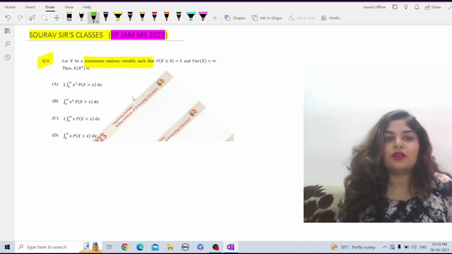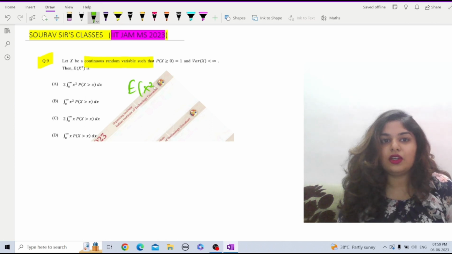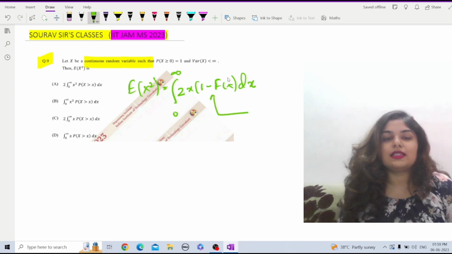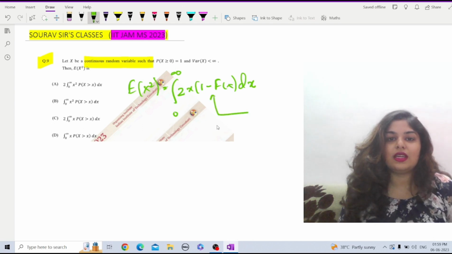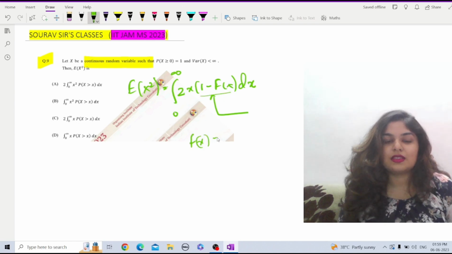Okay, so now let us write down the formula that we know that E of X square is equal to the integration from 0 to infinity of 2x into 1 minus F of x dx. Now, in order to understand this, 1 minus F of x: if F of x is equal to the probability of X less than or equal to x, then 1 minus F of x is basically the probability of X greater than x, right?